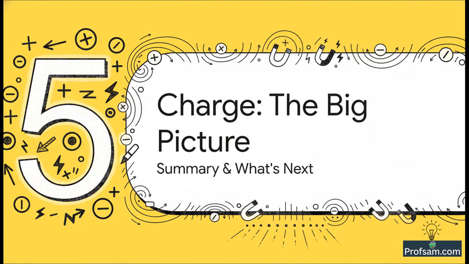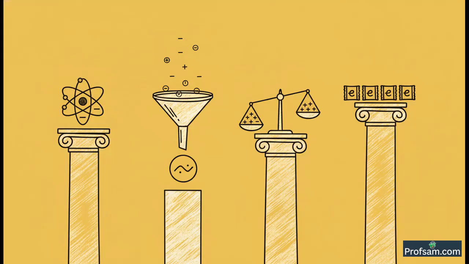Fantastic work, everyone. You now have a really solid foundation of the basic properties of charge. So let's quickly summarize everything and then see what's coming next. So what are the most important points to take away for your exams? 1. Electric charge is a basic property of matter, and it can be positive or negative. 2. It is additive, just an algebraic sum. 3. It is conserved. It cannot be created or destroyed. And 4. It is quantized. It always exists in packets where Q equals NE. If you remember these points, you are set.